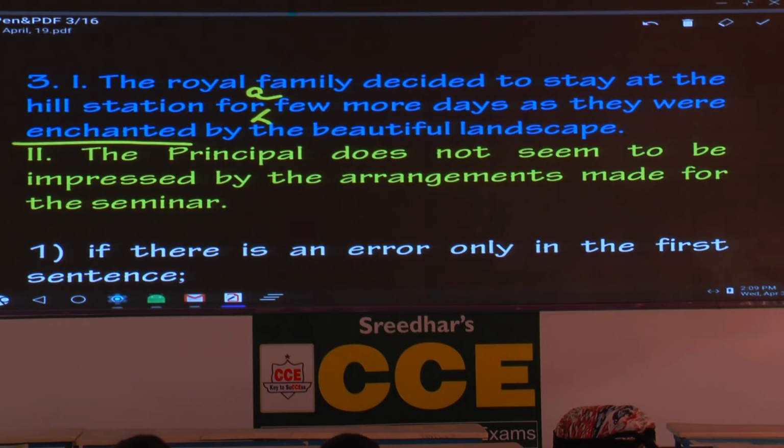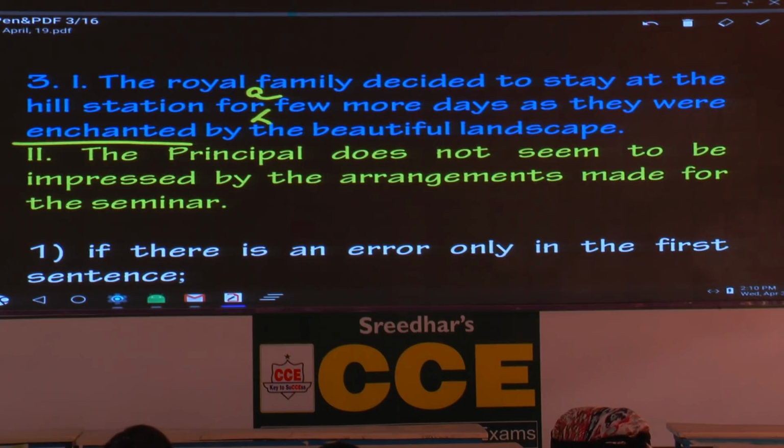And here, affirmative, interrogative. Those who don't have the handouts, please raise your hands. He is going to distribute. Please raise fully, otherwise you won't be able to make out. So here, the principal does not seem, which form is it? Affirmative or interrogative or negative? Negative. What is the affirmative form? The principal seems to be impressed.